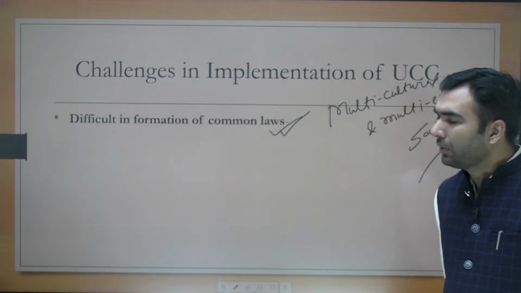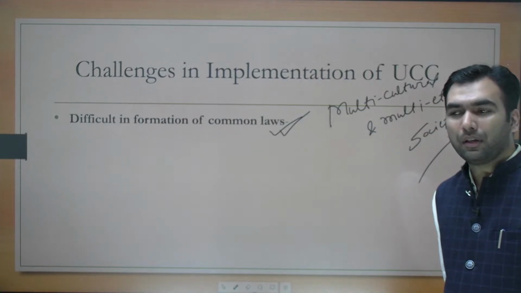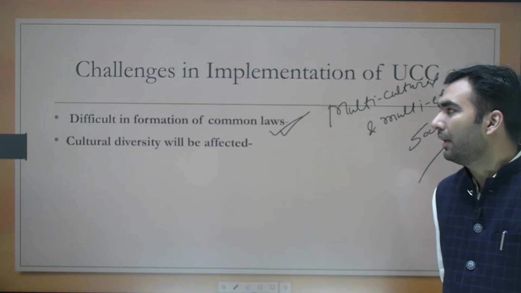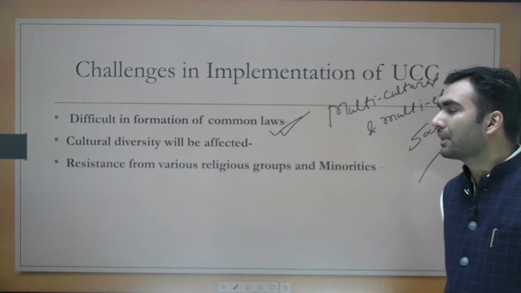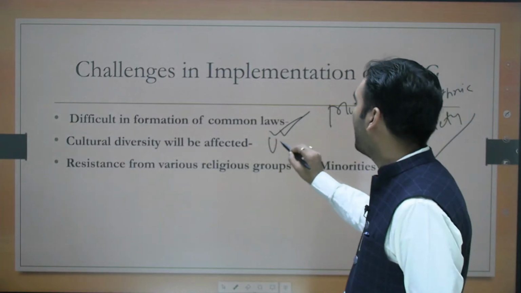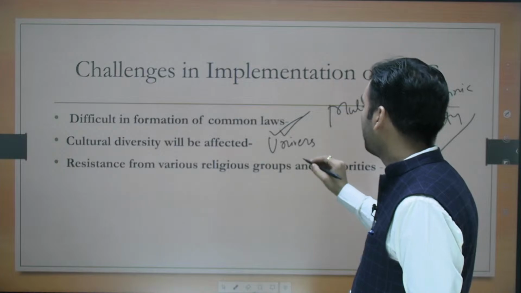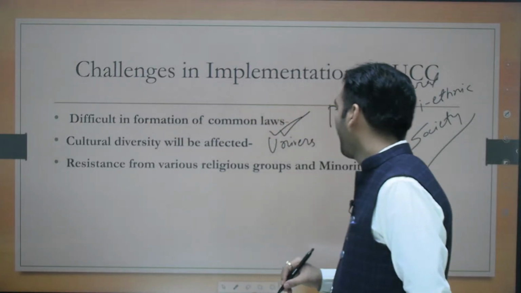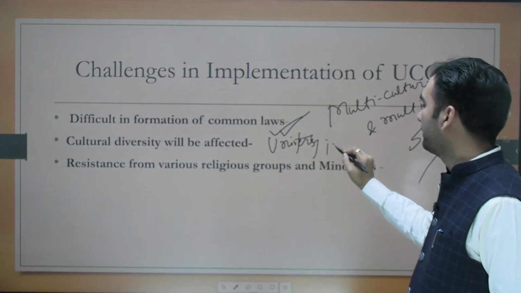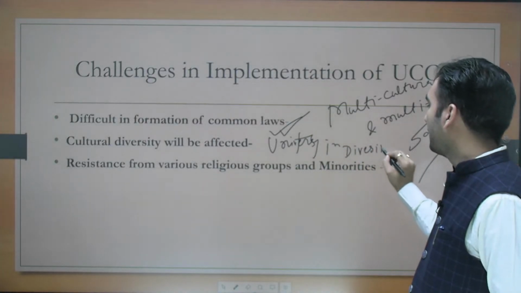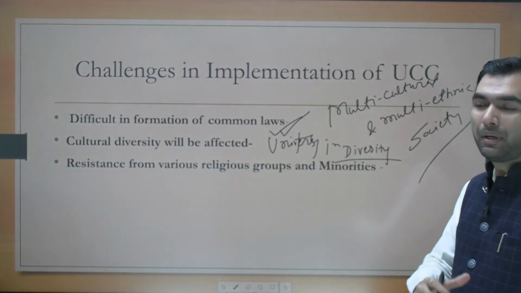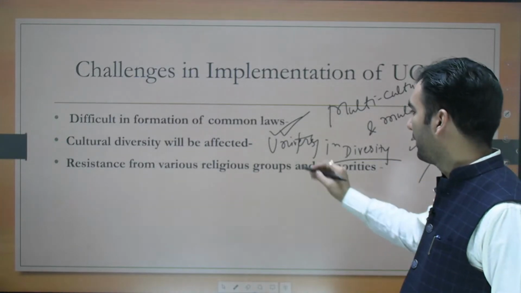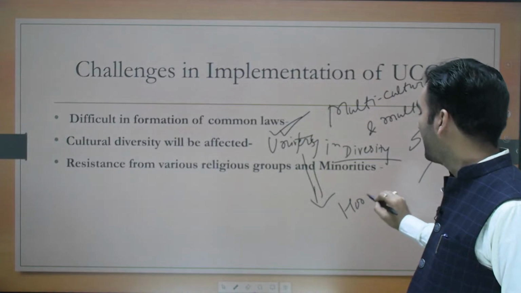And the problem will not only be among minorities. Even if you try to bring about uniformity in Hindu society, it is going to be a big challenge. It will also affect our cultural diversity, and we take pride in the fact that there is unity in diversity. That principle would be compromised if we bring about a uniform civil code. We are trying to do something called homogenization. We are moving towards a homogenized society.